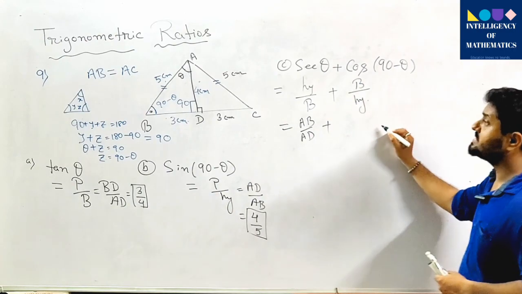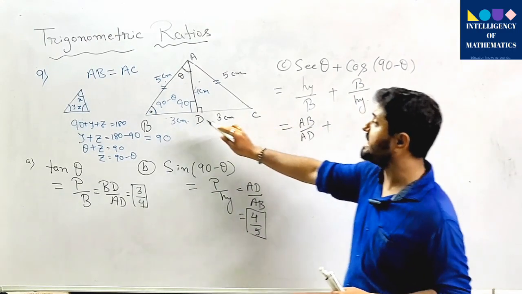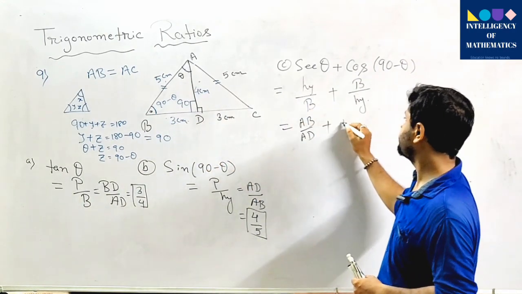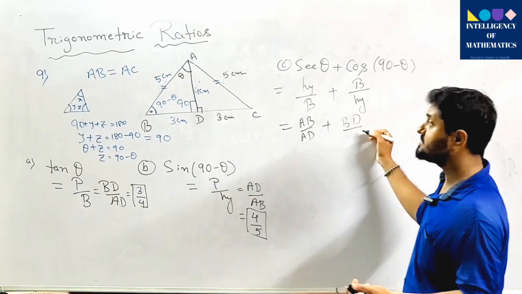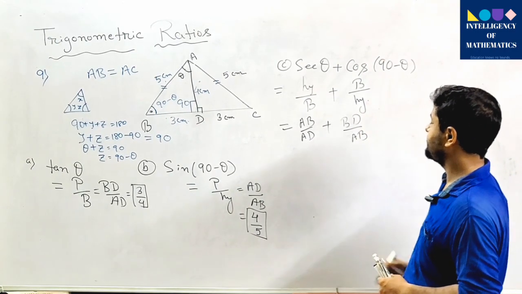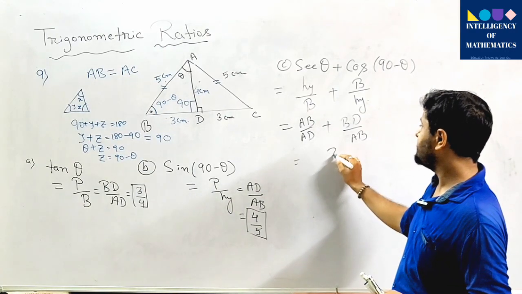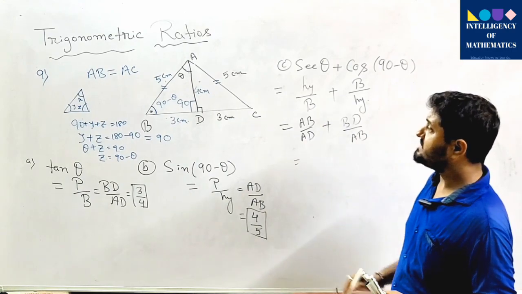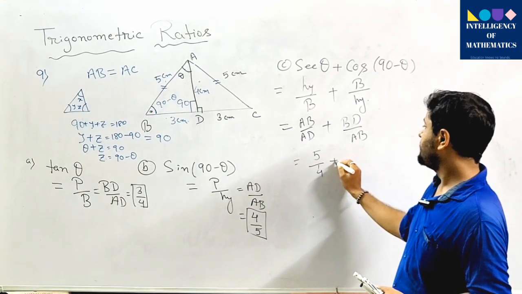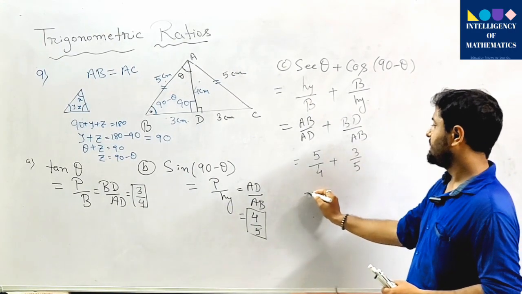Same way, cos means base by hypotenuse. According to this angle, the perpendicular is BD and the hypotenuse will be the same, that is AB. Now you can put the values and simplify the answer. AB's value is 5, AD's value is 4, BD's value is 3, and AB's value is again 5.